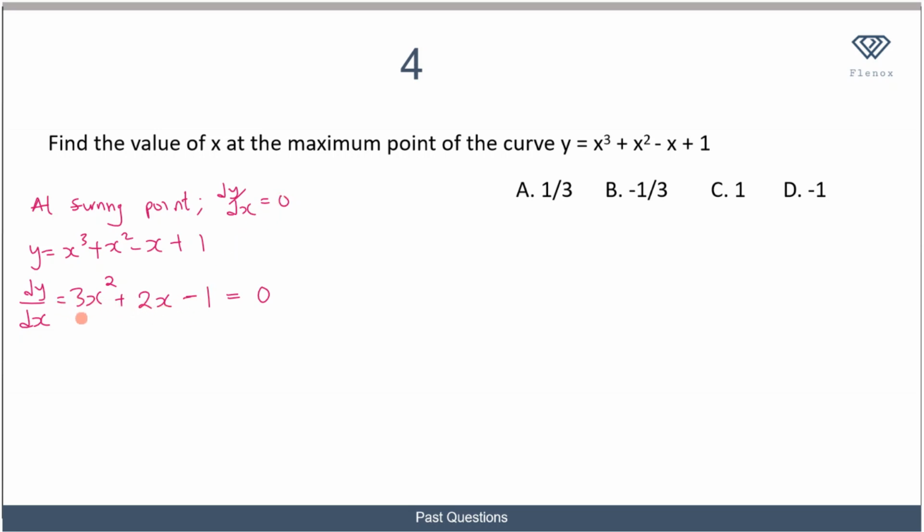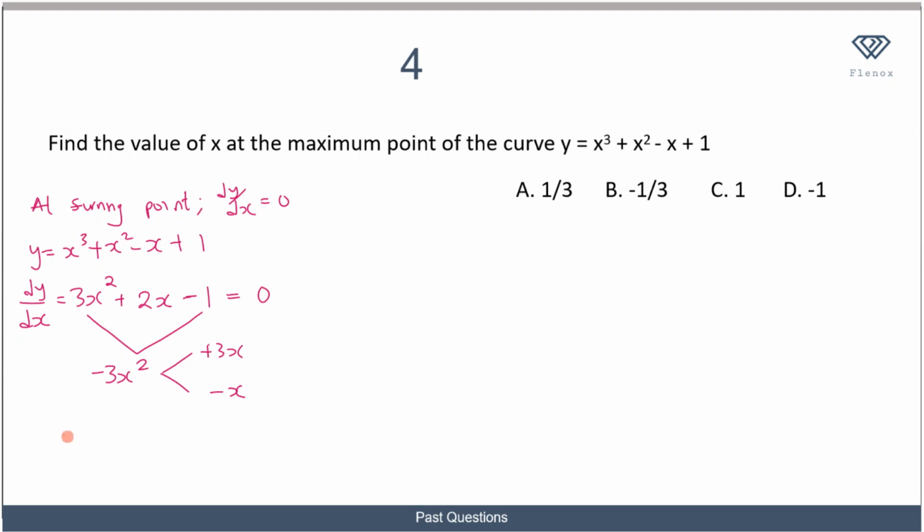So I can try to factorize this. When I multiply the first and the last term, I get minus 3x squared. So you ask yourself, what two numbers can I multiply together to get minus 3x squared, and when I add them together, I get 2x? So obviously that becomes plus 3x and minus x. 3x minus x gives me 2x, while 3x times minus x gives minus 3x squared.